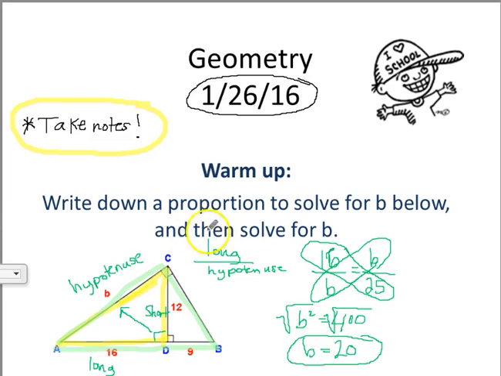So again, splitting or dividing up that triangle, however you want to think of it, or assigning, I guess that's a better word to use. Assigning each leg as a hypotenuse, short and long, is going to really help you set up those proportions to solve for unknowns when you're working with problems like this. All right, let's move on.